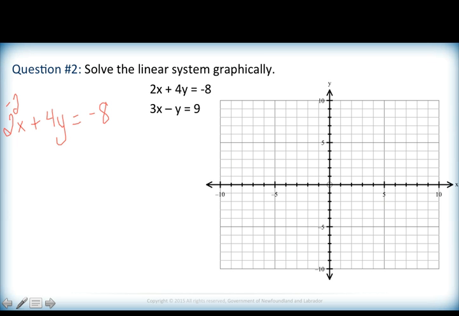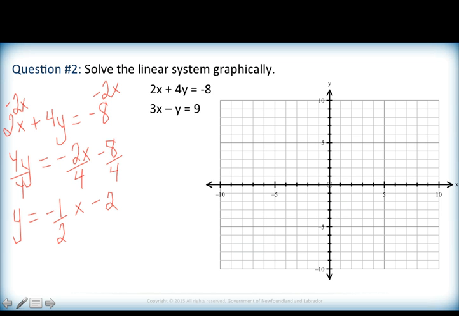First of all, we're just going to get it into y equals mx plus b form. So we have 4y equals negative 2x subtract 8. We're going to divide everything now by 4. We will have y equals negative 1/2 x take away 2. So right now we have a negative slope. We have a decreasing line with a slope of negative 1/2 and a y-intercept of negative 2.